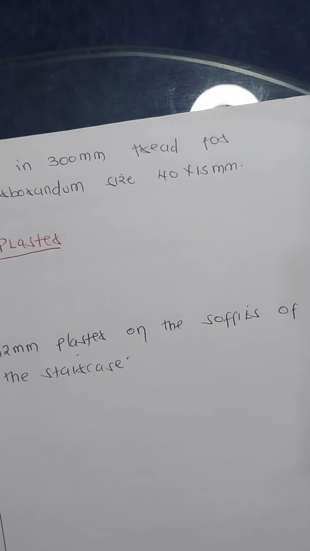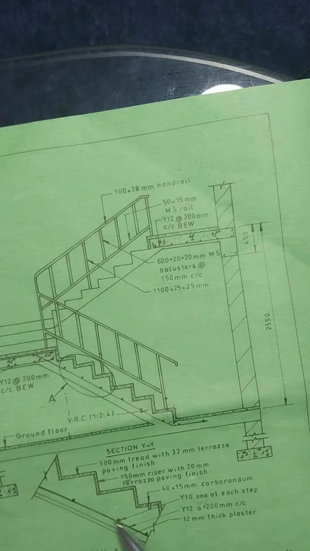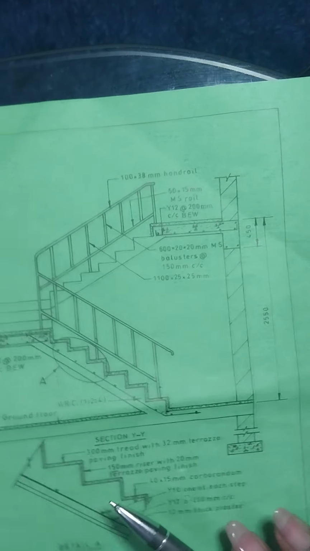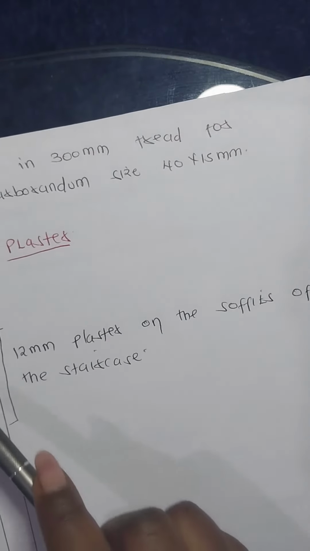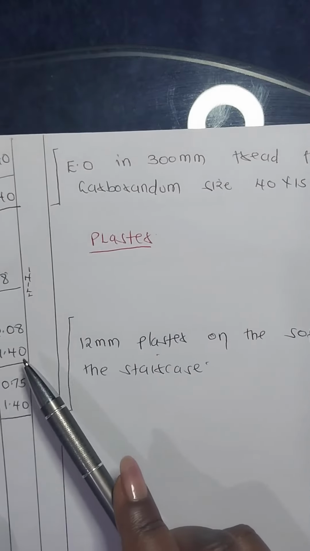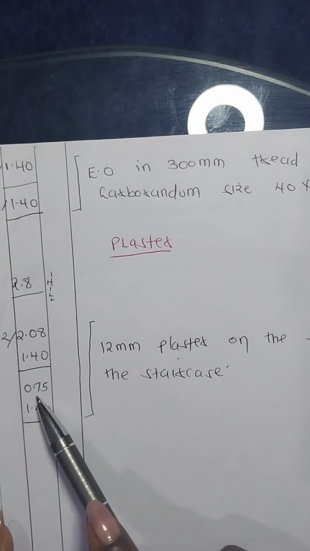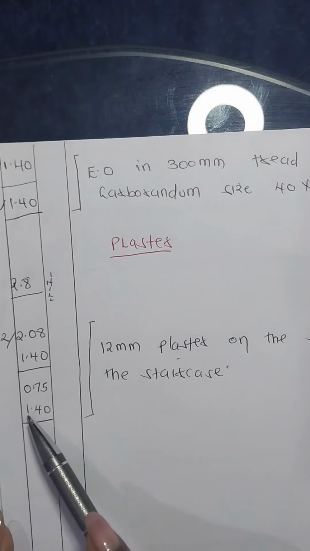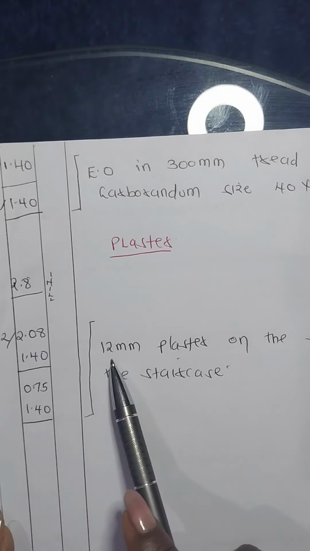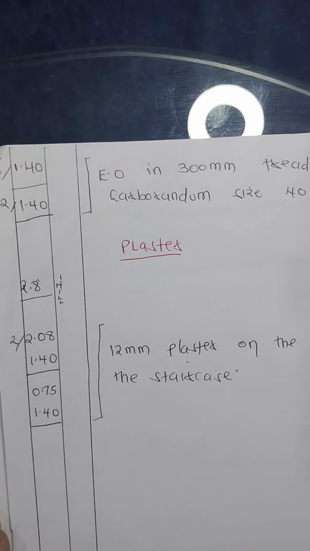So for the plaster, we have 12 millimeters thick plaster on the soffit of this staircase. So the string was 2.08, the length was 1.40. That is for the first and second, and then for the second one it was 0.75 and then 1.40. That is 12 millimeters plaster on the soffit of the staircase.